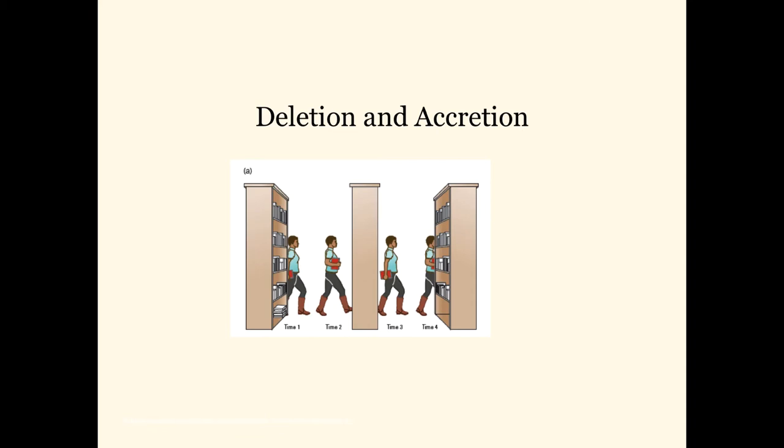Another cue is called deletion and accretion, and this just reflects the fact that as a person walks behind a bookcase, their image will disappear and then reappear. Deletion and accretion. And that becomes a cue then that the person is behind the bookcase, not the other way around.